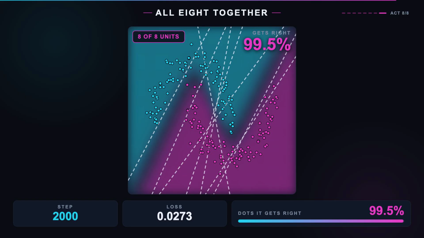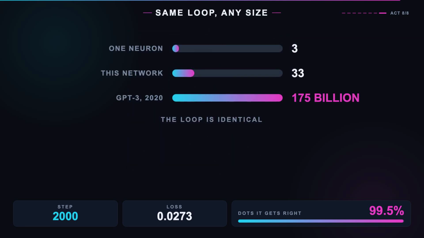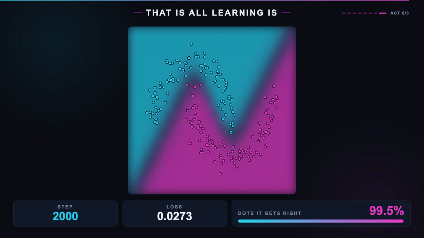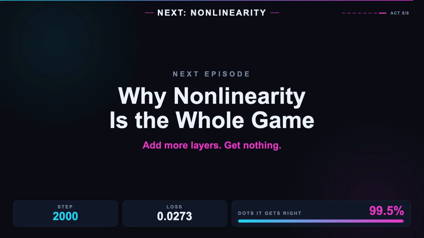That is the whole trick. Not one clever unit. 8 ordinary straight lines, added up with the right weights, bending into a shape none of them could make alone. This network holds 33 numbers. The model you talked to today holds 175 billion or more. The loop is identical. Guess. Measure how wrong. Get every slope. Nudge everything a little. Repeat. Learning was never understanding. It is one number getting smaller, one flinch at a time.